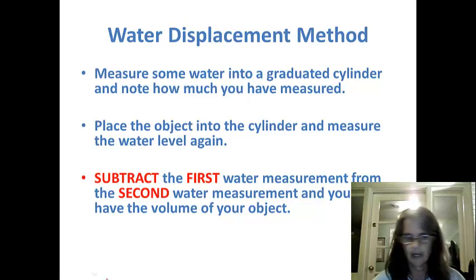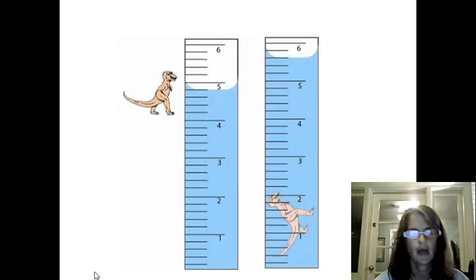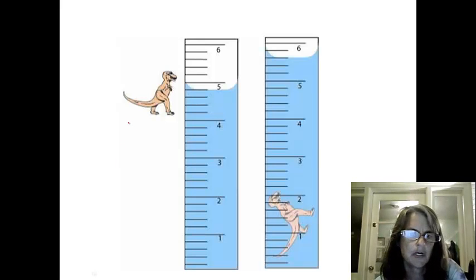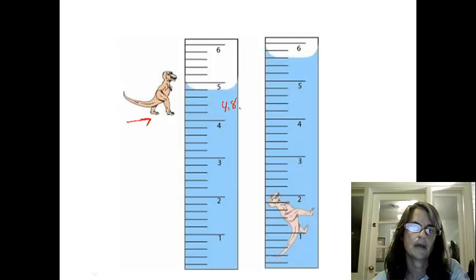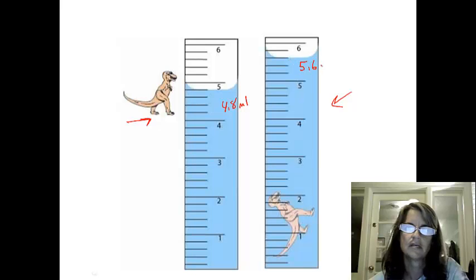Okay, so let's look at a possible example. If we have the world's tiniest dinosaur right there, and we have a graduated cylinder with water filled up to the 2, 4, 6, 8, 10, so 4.8 milliliters of water, okay? And we take this world's tiniest dinosaur and drop him in, and the water level rises up to the level of 5.6 milliliters of water.